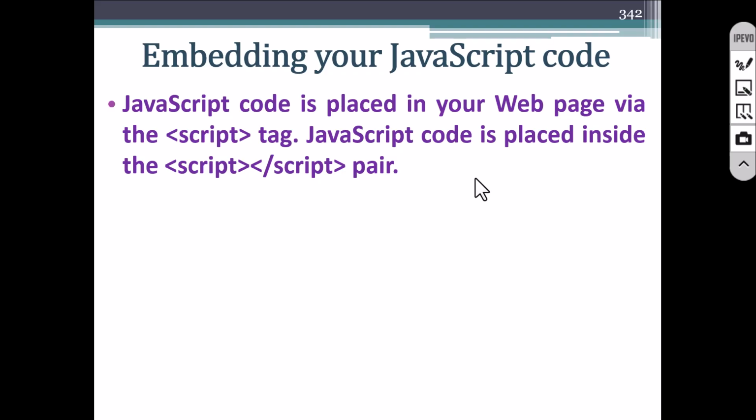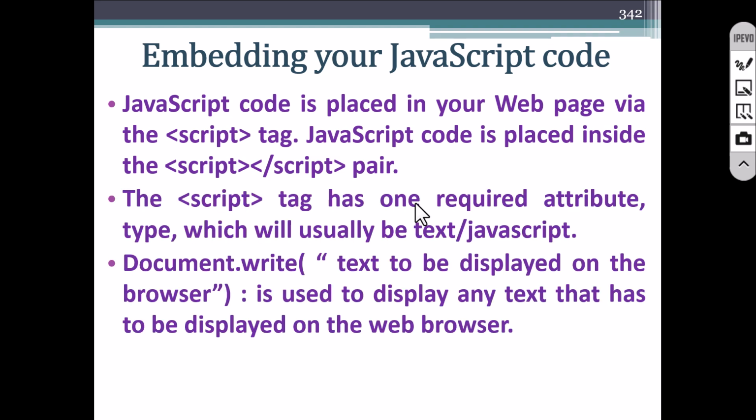So let's look at how we actually embedded your JavaScript code into your HTML. So we have used the HTML script tag in your HTML page. So script open tag and script close tag, that's a pair. So the script tag has one attribute, type, which is usually language, where we have to specify which language you are using, and then we have used document.write to display any text that has to be displayed on the web browser.